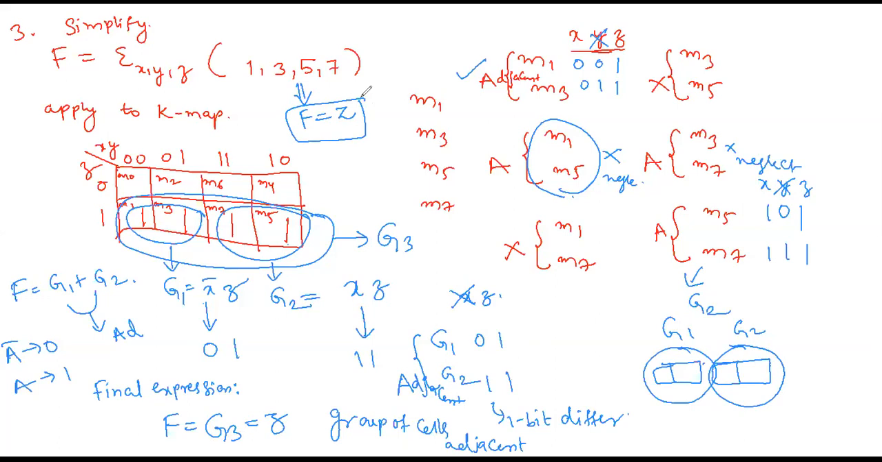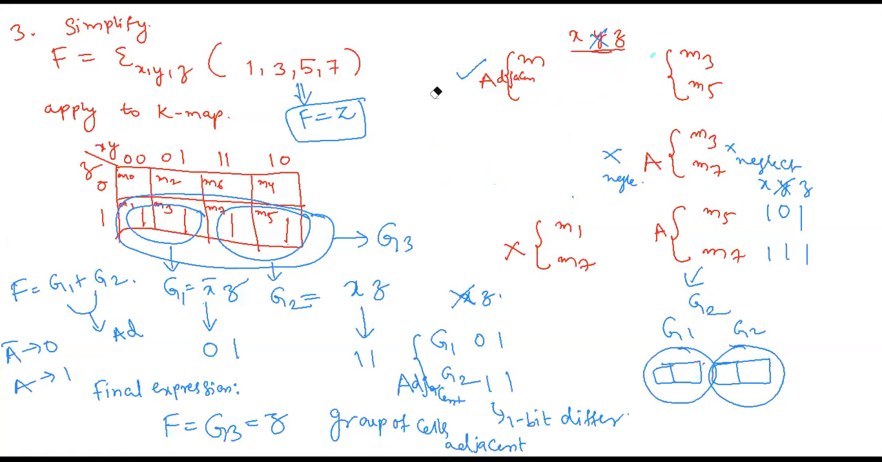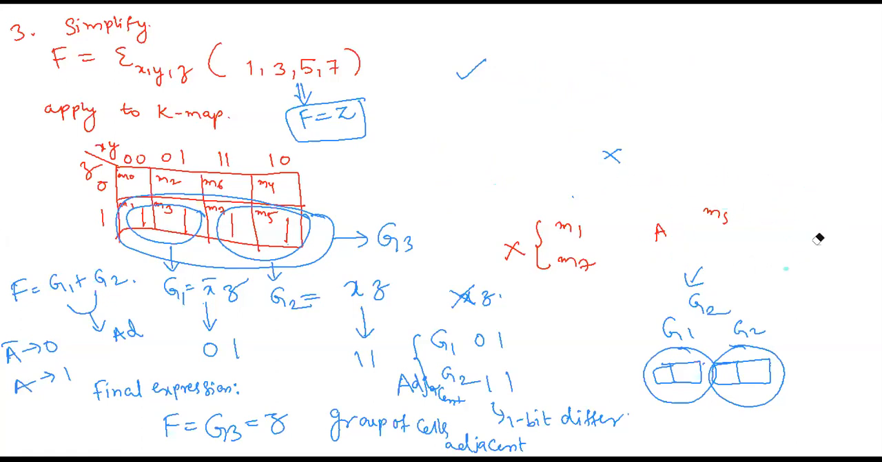Okay? Like this. First you form the groups. Next, check whether the groups are adjacent or not. If the groups are adjacent, then you can combine these two groups as one big group. Okay. This is the concept.